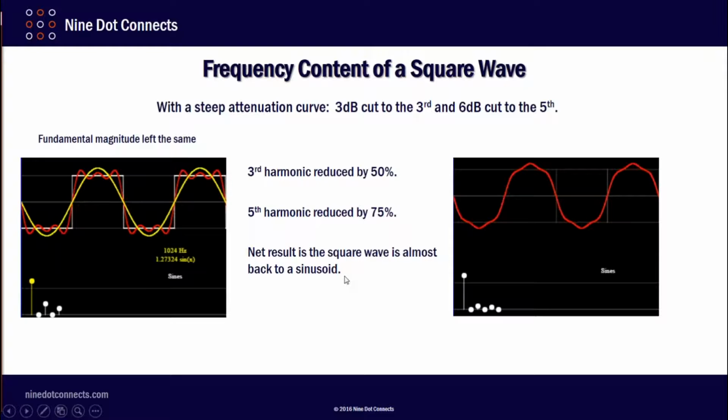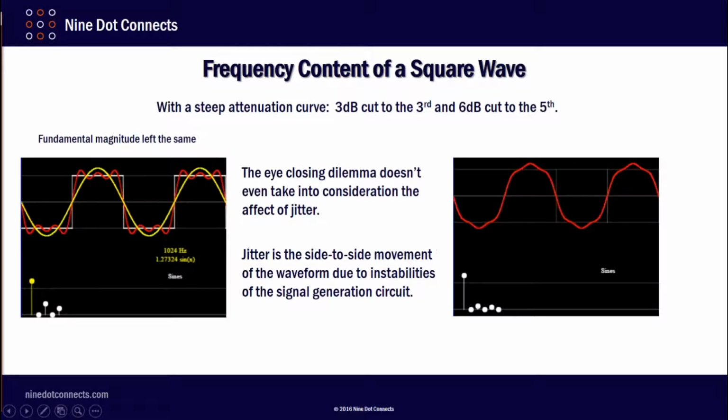Now, one thing that this doesn't even consider is jitter. The eye-closing dilemma doesn't take that into consideration in this discussion. Jitter is the side-to-side movement of the waveform due to instabilities of the signal generation circuit. So, imagine this diagram here moving back and forth. You could see that the eye diagram is going to close even more.